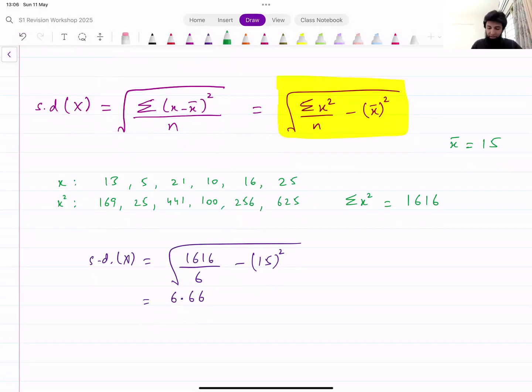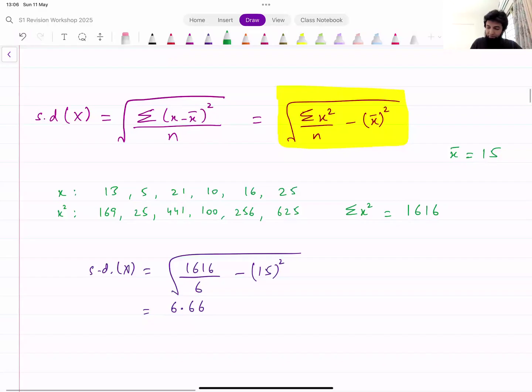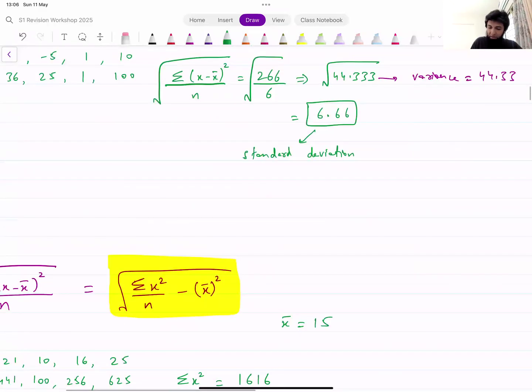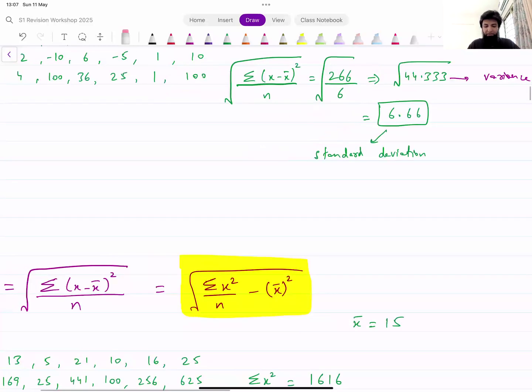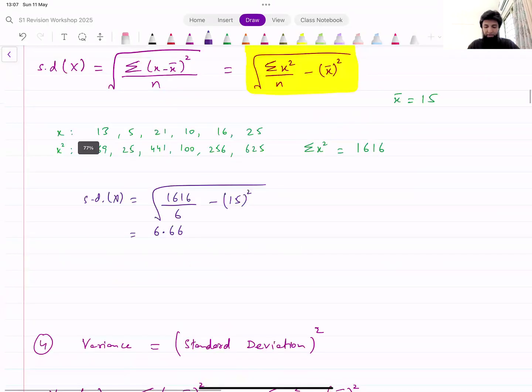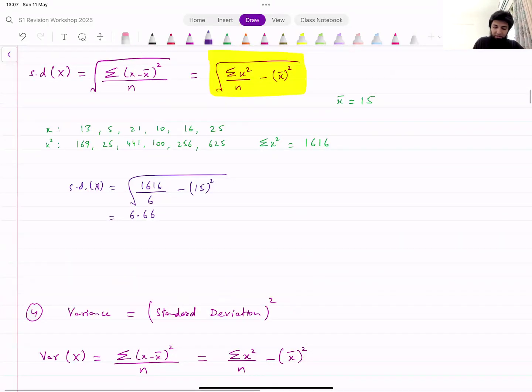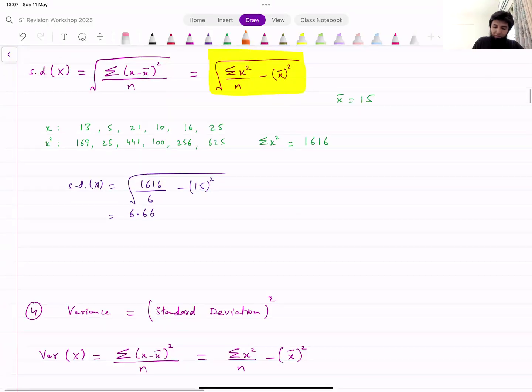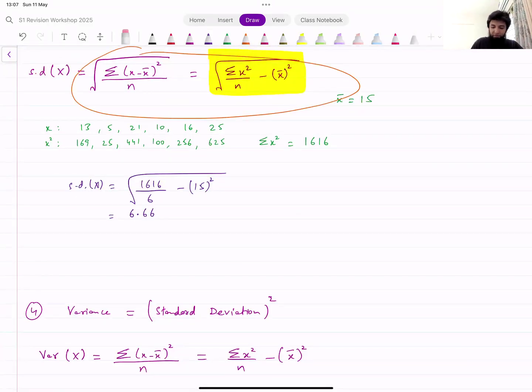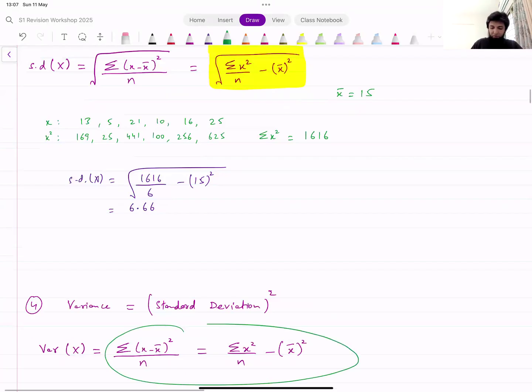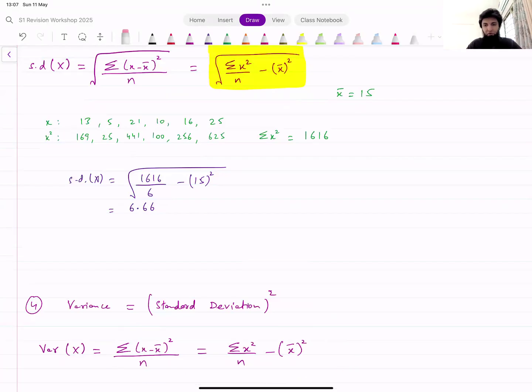So that's standard deviation. The number that you have inside the square root, in this case 44.333, that's called variance. That's another measure that we've got for variation or spread or dispersion. Variance is just the square of the standard deviation. So if standard deviation formulas are these, then if you just remove the square root from these formulas, you get variance. Variance is given by these two formulas. These are four measures of dispersion that we've got: range, interquartile range, standard deviation, and variance.